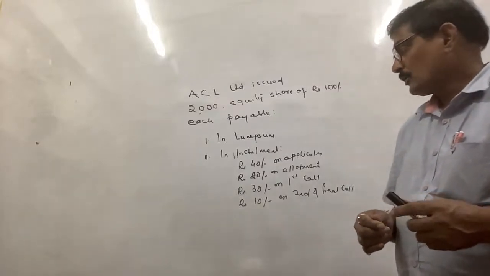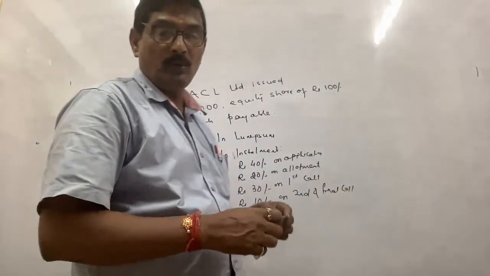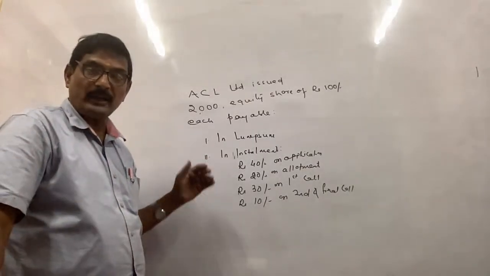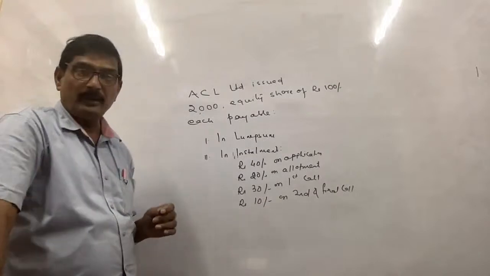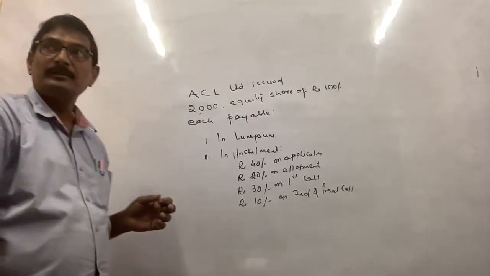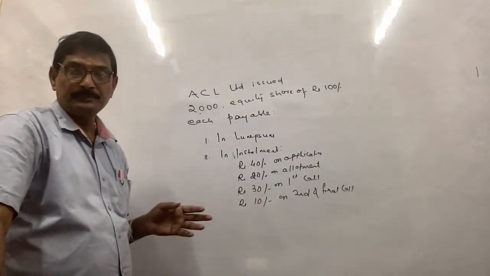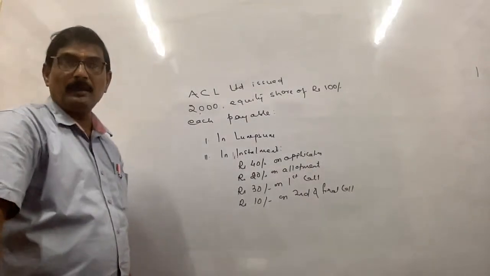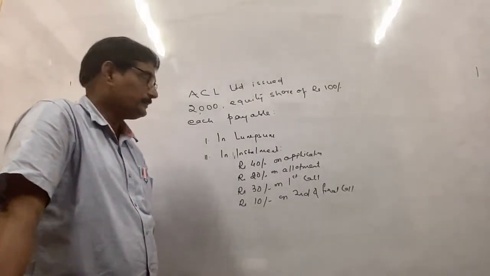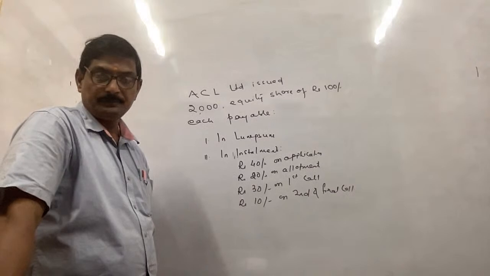Next, for share allotment due, the entry will be share allotment account debited to share capital account, 2000 into 20, that is 40,000. Then for transfer of allotment money, the entry will be share allotment account debited to share capital, that is 40,000.